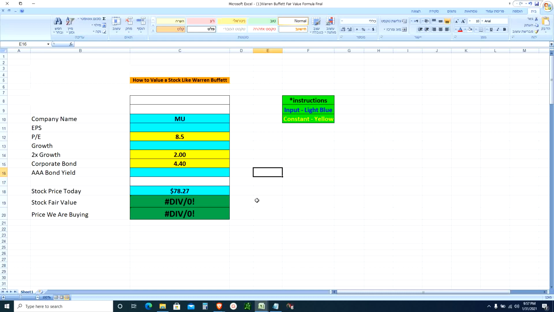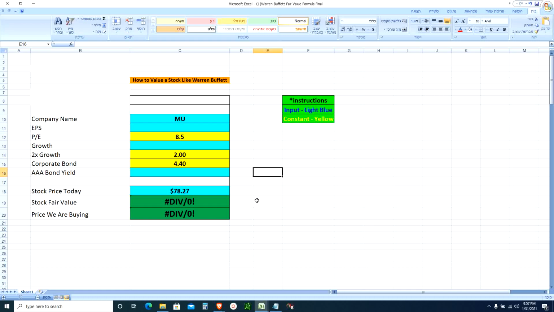It only works if you have a positive EPS, positive earnings per share, and a positive growth, which I will show you right now where you can find those two. And the AAA bond yield, you just Google it and there you go. You can find the fair value of any stock. Let's get started.